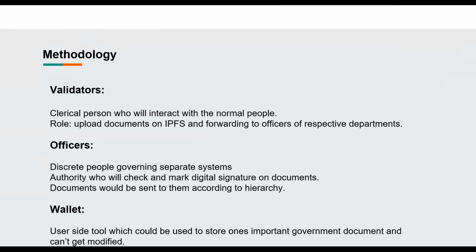Let us now dive deep into the methodology and the workflow of the application. The terms that our proposed system, and you would hear mostly in our application, are validators, officers, and wallet. Validators mostly are the clerical persons who will interact with the normal people, like in the conventional system, we have the clerks to whom the people interact. The officers would be responsible for signing the digital signatures for the document, like in the conventional system, we have the higher authorities from which we have to get our documents signed on the hard copies. Third, we have the digital wallet where the user can store his documents.